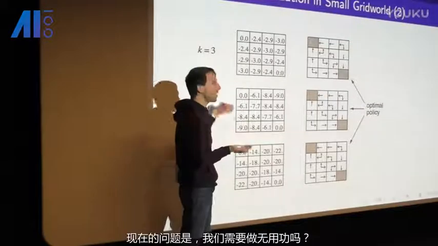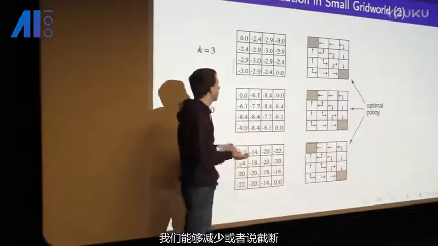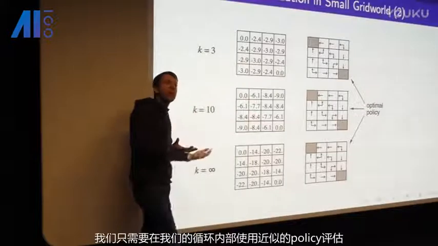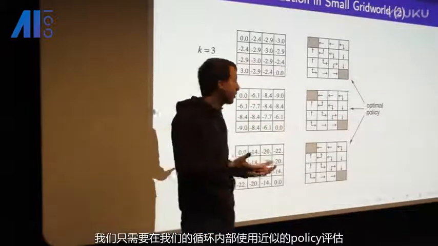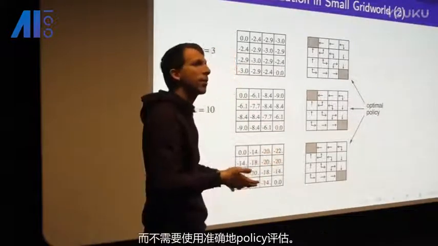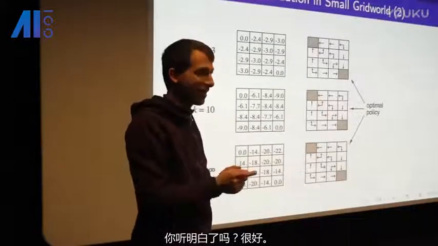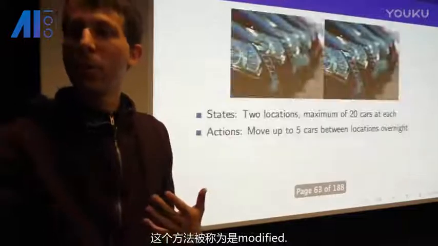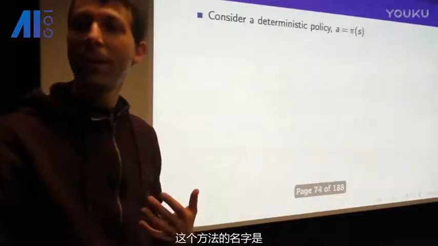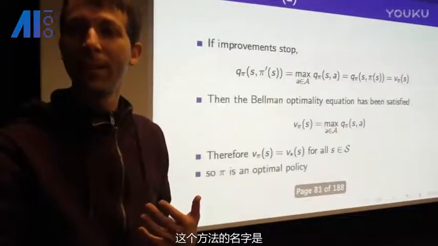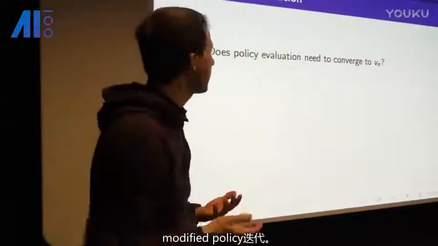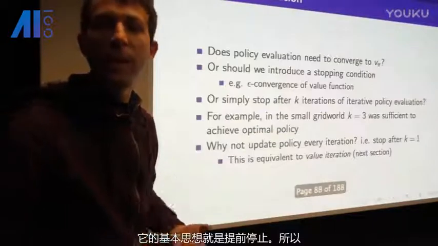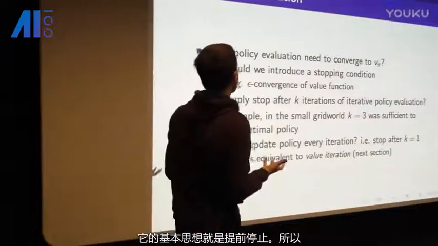And so the question is, do we have to take those steps, or can we truncate our evaluation process and use an approximate policy evaluation in our inner loop rather than an exact policy evaluation? Was that the question? Good. And so this approach is called modified policy iteration. It's a very uninformative name, but the basic idea is to stop early.